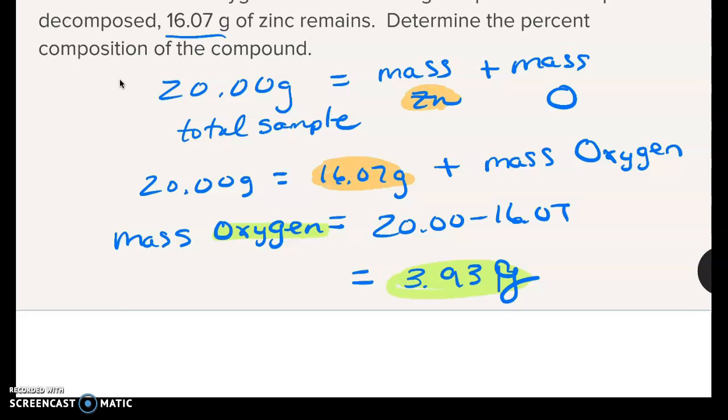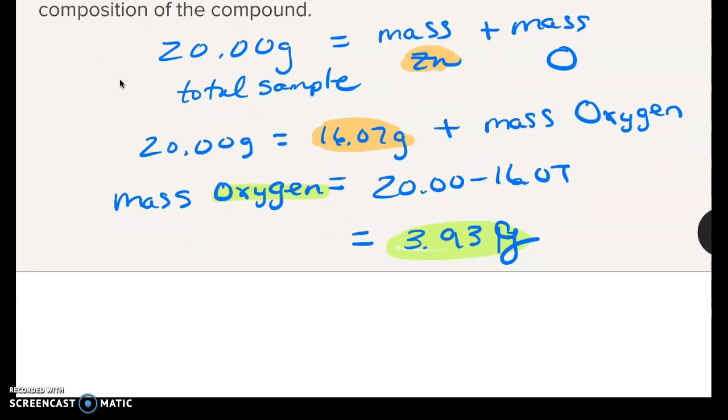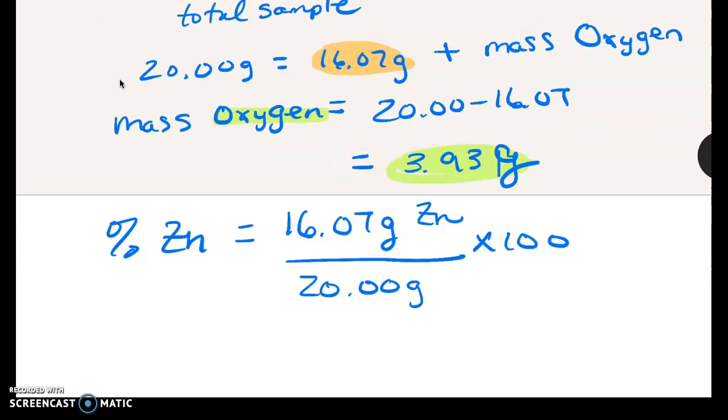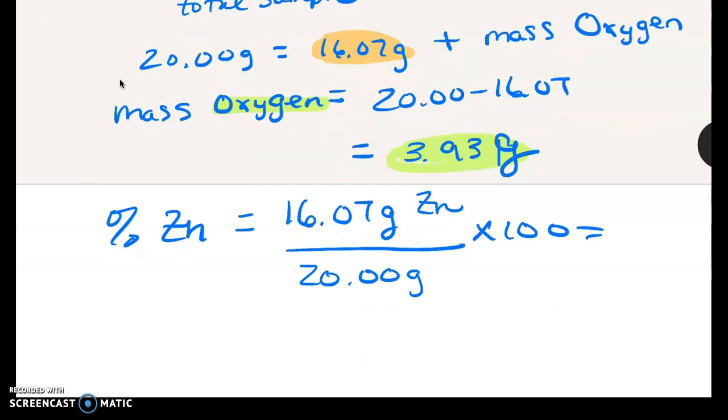So I can figure out the percent by mass of each of them. If I want to figure out the percent of zinc in the compound, I'm going to take 16.07, because that's how many grams of zinc there are, over the total sample, which is 20.00, and multiply that by 100. When I do that, I get 80.4% zinc. I'm not really worried about sig figs. I'm just going to go to the tenths, to be consistent with these.